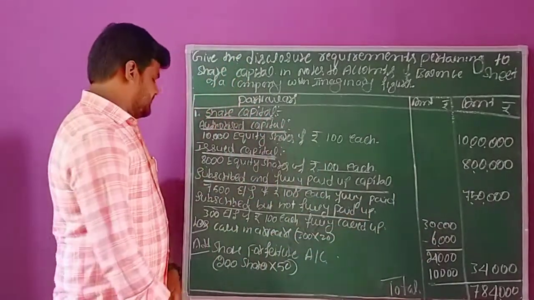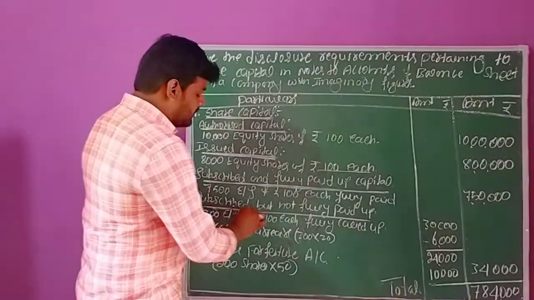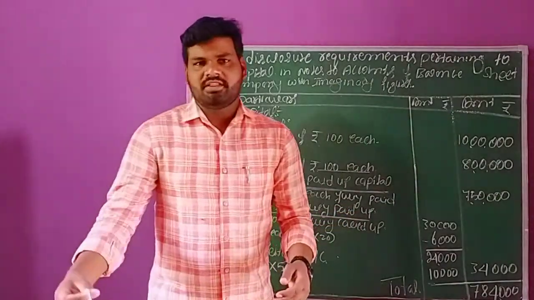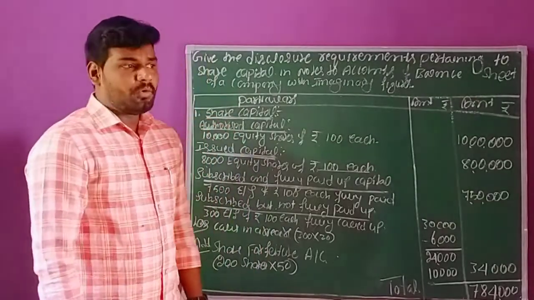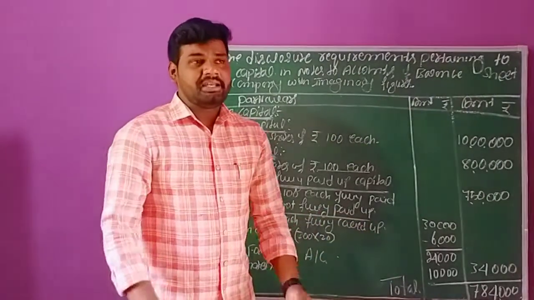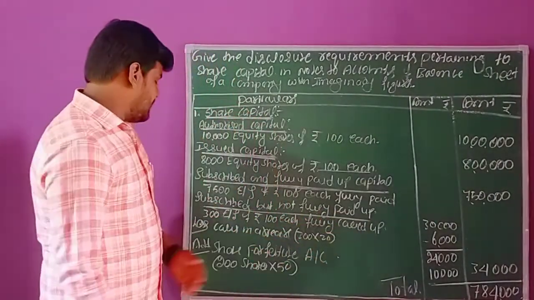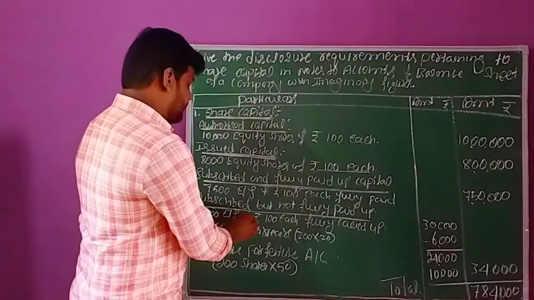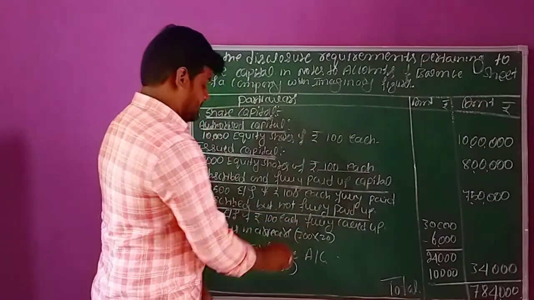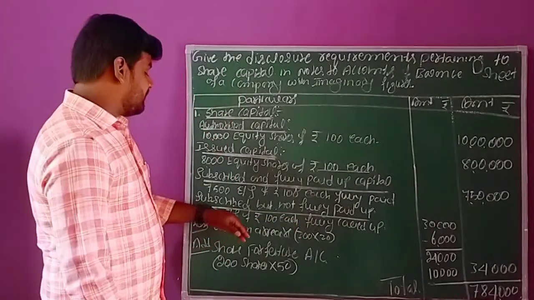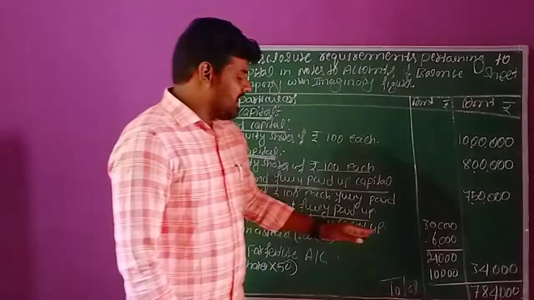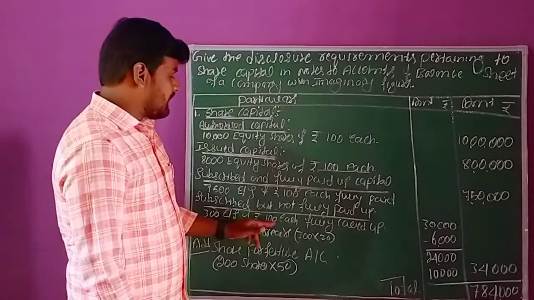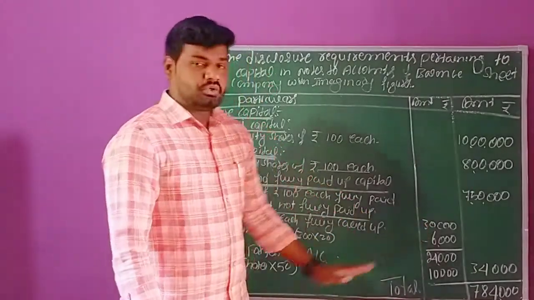The next stage, subscribed but not fully paid up. The public have subscribed the shares, but the amount they have not fully paid up. Completely they have not cleared. So here, the shares whose amount is not completely paid are 300 equity shares of rupees 100 each, fully called up. That means 300 equity shares into 100 means 30,000 rupees we need to receive.